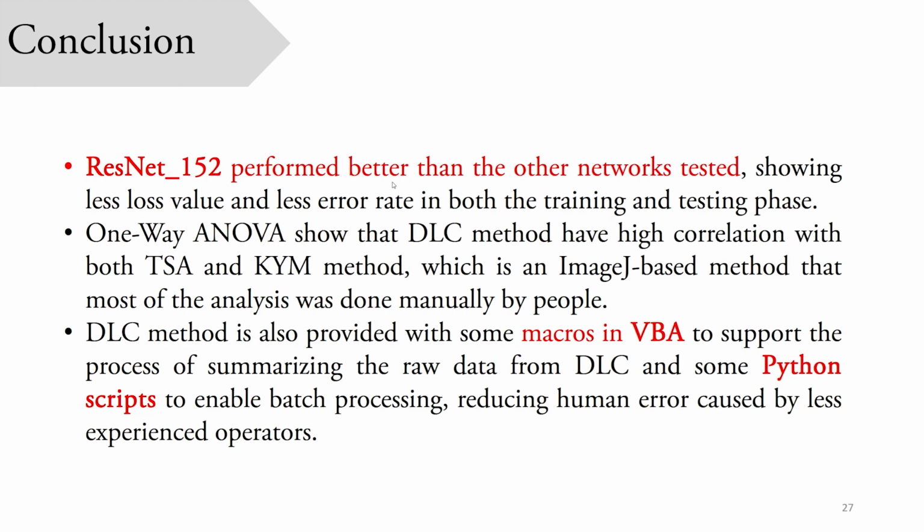So the conclusion of this study is that ResNet 152 performed better than the other networks, showing less loss value and less error rate in both training and testing phases. And one-way analysis showed that the DLC method has high correlation with both the TSA and chemograph methods, which are image-based methods mostly analyzed manually by people. The DLC method is also provided with some macros in VBA to support the process of summarizing the raw data from DLC, and some Python scripts to enable batch processing and reduce the human error caused by less experienced operators.